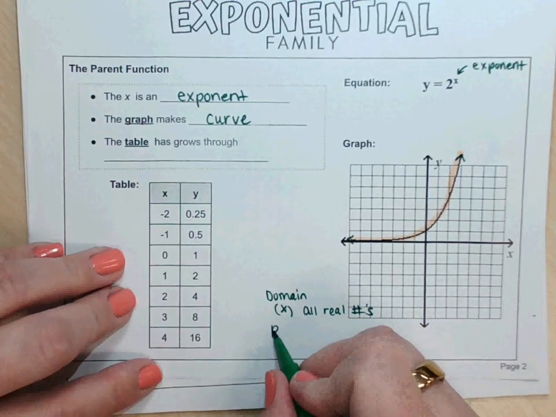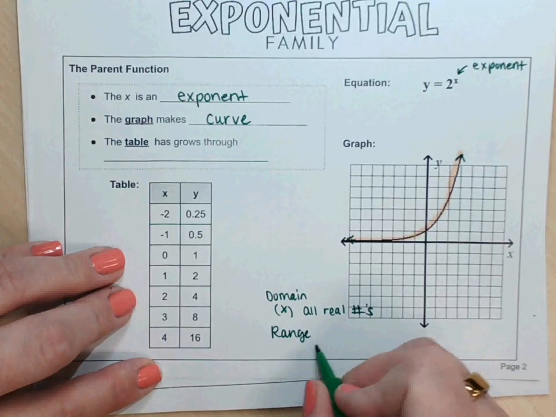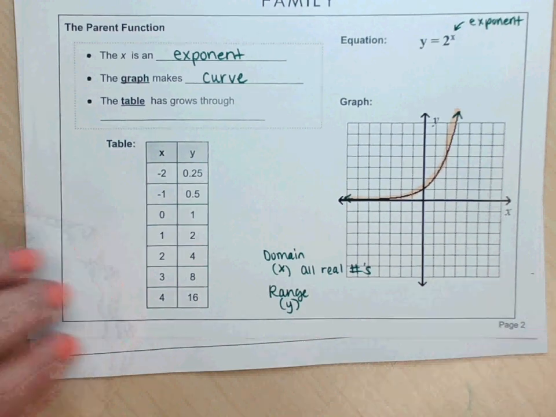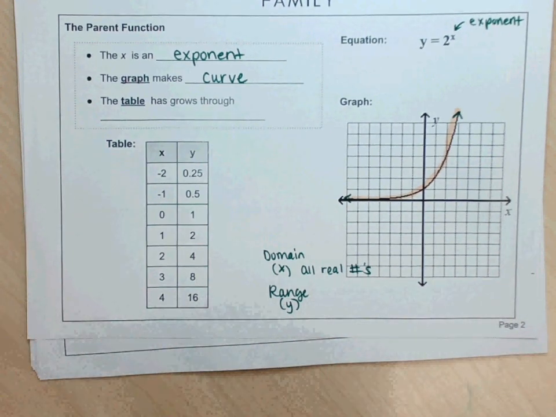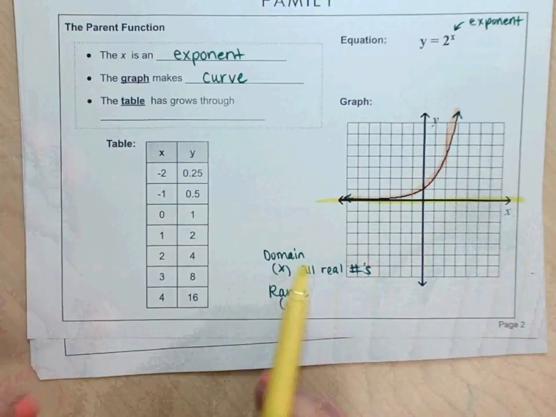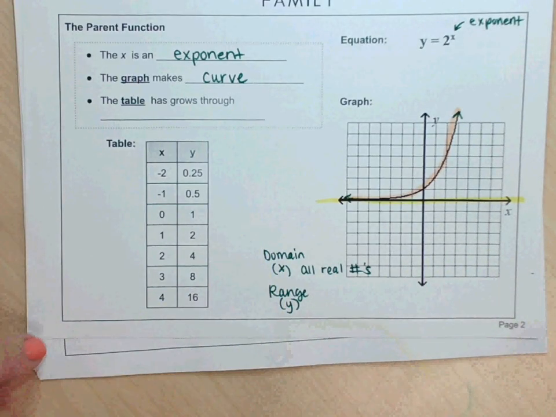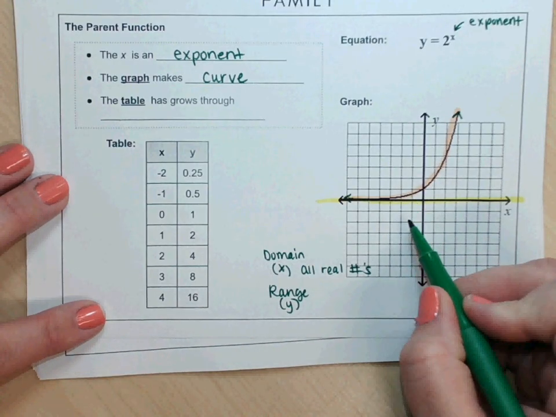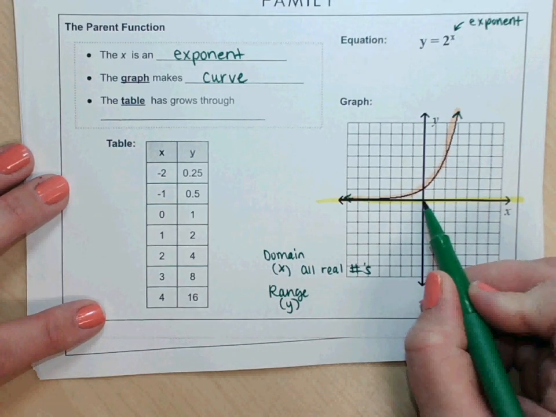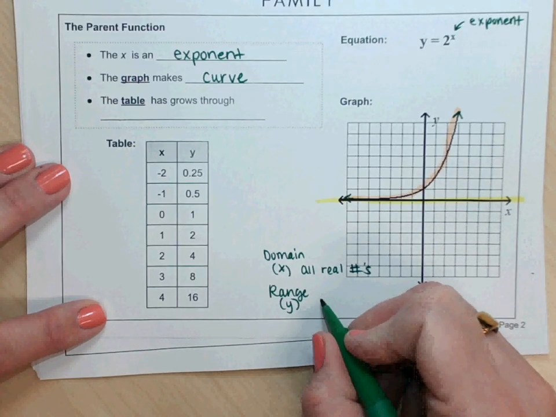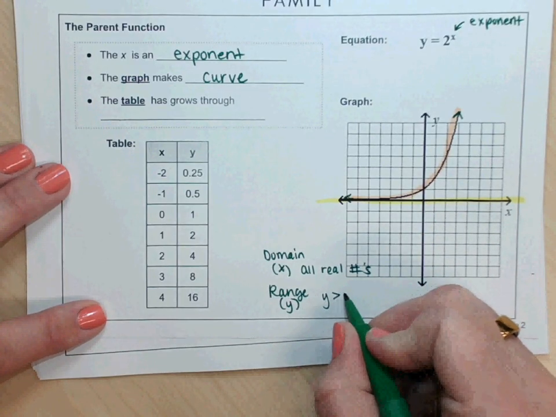The range is where this exists along the y-axis. And along the y-axis, what happens is it actually never crosses or touches the x-axis. So along the range, it never drops below the x-axis, which is where y is equal to 0. So the range is always going to be where y is greater than 0.